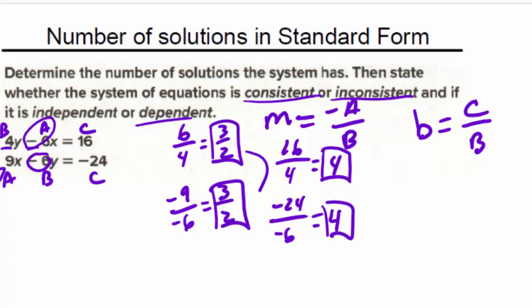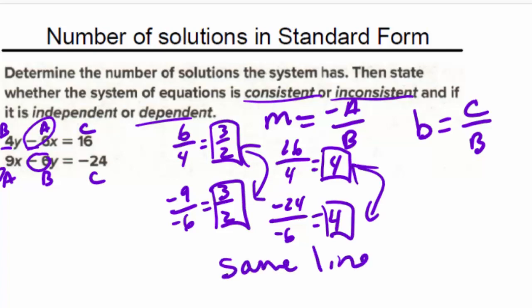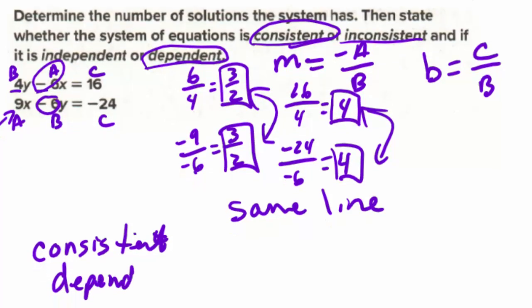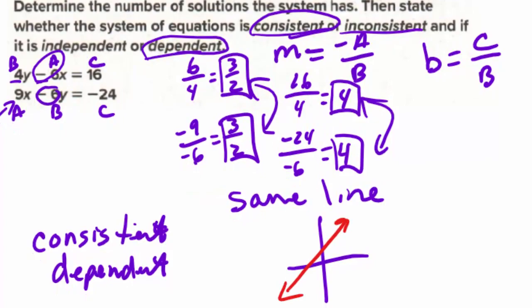So what happens if we have the same slope and the same y-intercept? Well, that means they are the same line, and that means they have infinitely many solutions. So they are consistent. So the first thing is it's consistent. But because it has infinitely many solutions and it's the same line, it means they're also dependent. So it's a consistent dependent system. So if I were to graph that, instead of seeing two lines, you would only see one line stacked on top of each other.